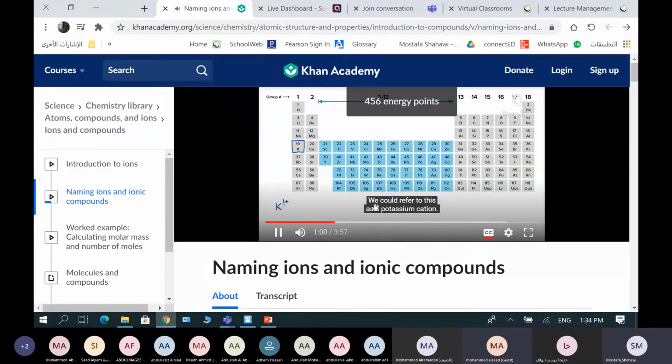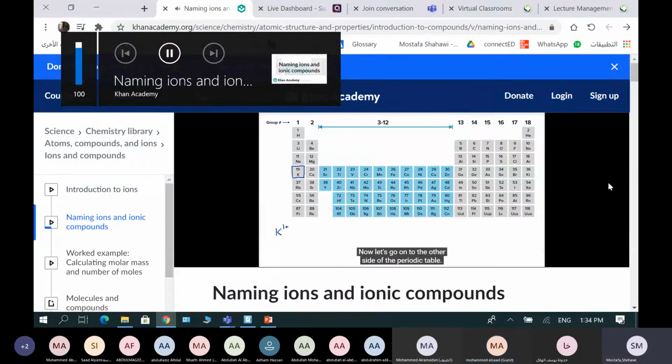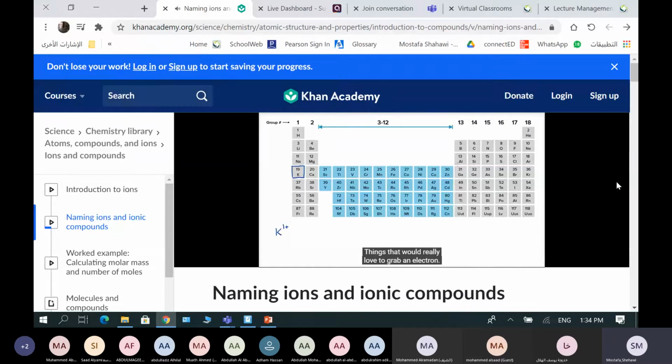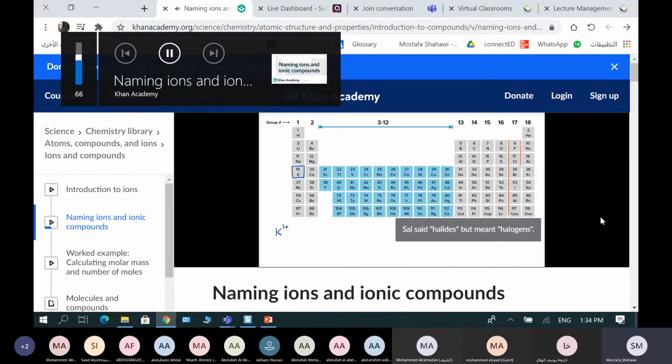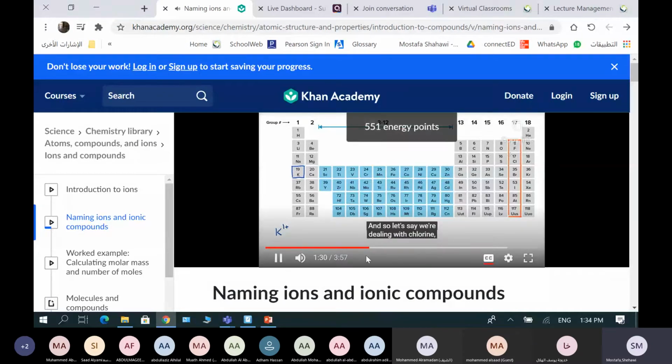Now let's go on to the other side of the periodic table, things that would really love to grab an electron. So things in the halides, which is this column right over here. So these are the halides. They have 7 electrons in their outermost shell. They would love to have 8. So they tend to be really good at grabbing electrons. And so let's say we're dealing with chlorine.